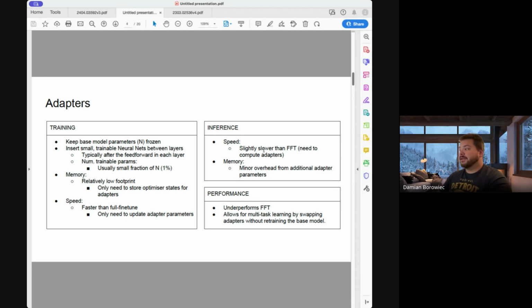So inference is ever so slightly slower than the full fine-tune because we need to compute the adapters, and memory as well because of this minor overhead of these additional parameters. Performance, again, underperforms full fine-tuning, and it allows for multitask learning by essentially swapping the adapters without retraining the base model. So we could have an adapter fine-tuned towards some task, like English to German translation, and we could swap it out for another adapter that allows the model to, let's say, translate from English to French instead.